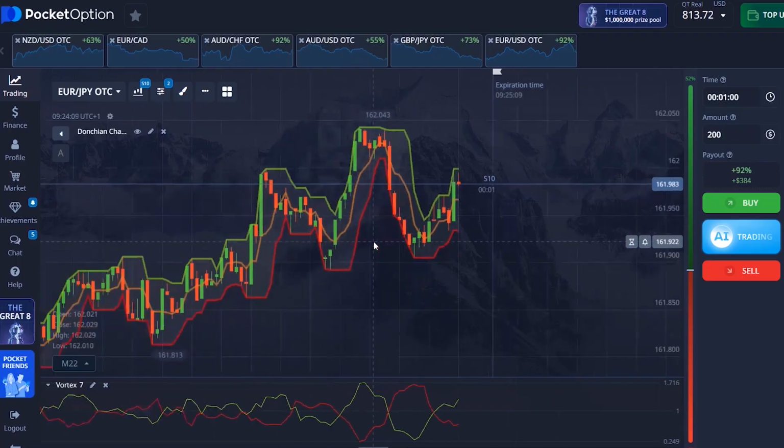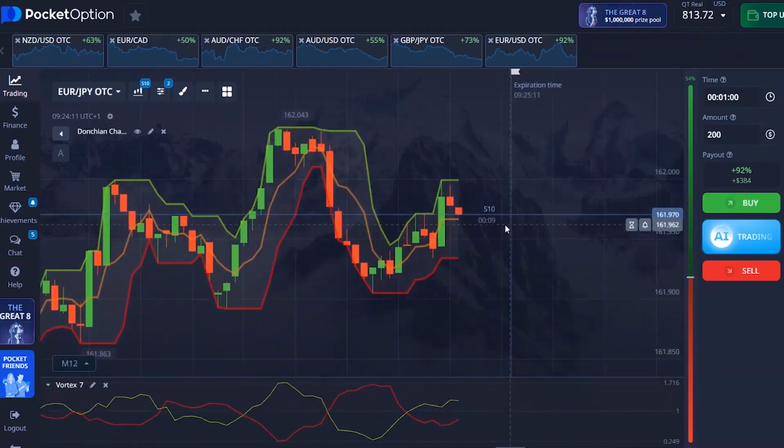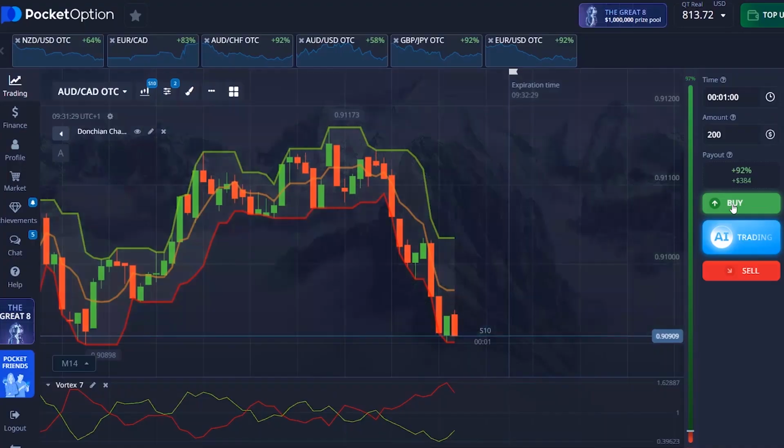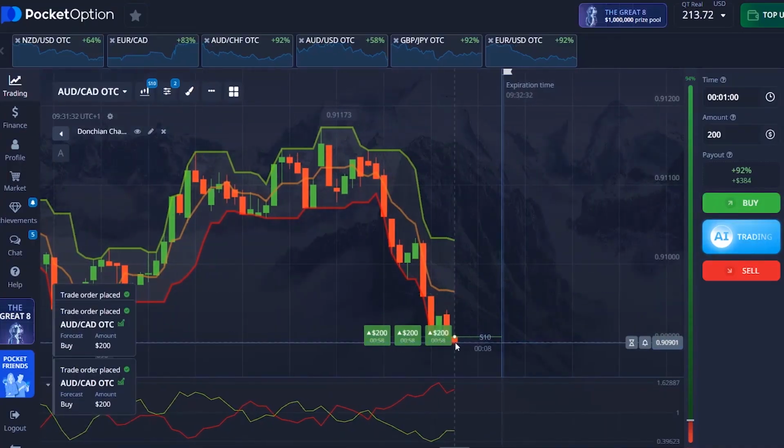I hope you're getting that right. So guys, we're actually going for another opportunity. Right here we're finding a buying opportunity. It's going to be entering this trade with $600 right at this point.